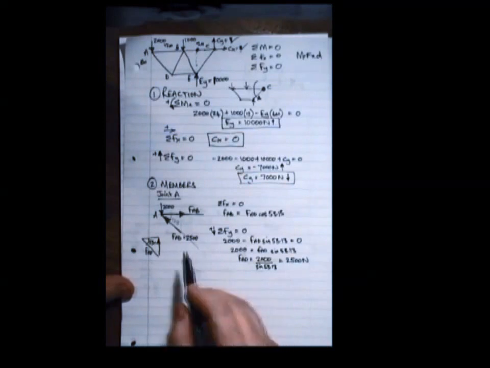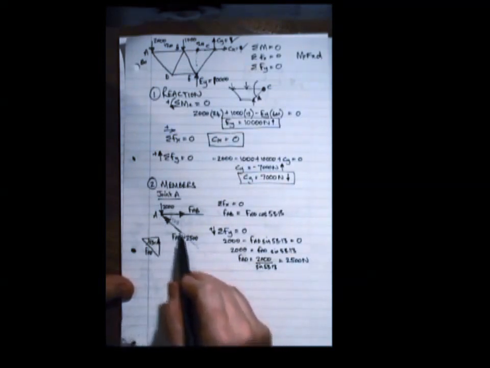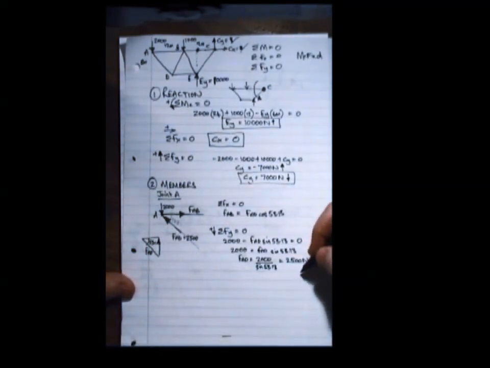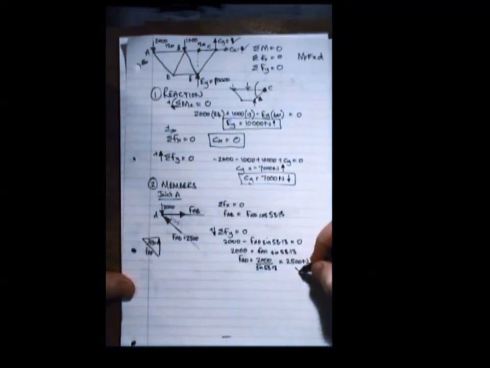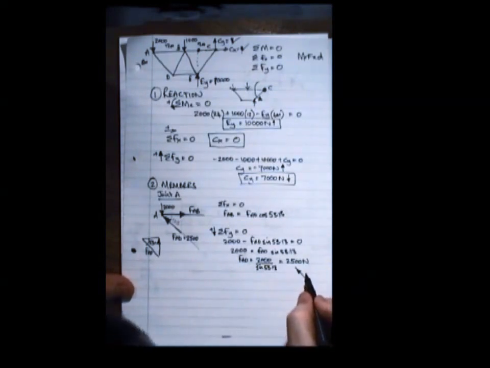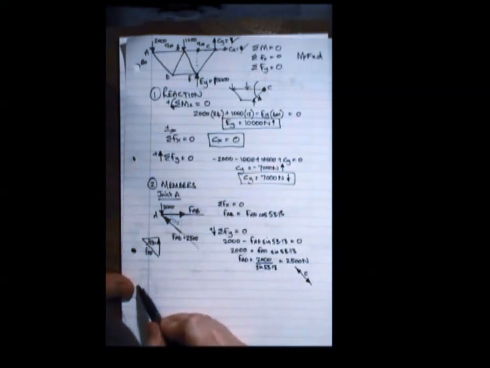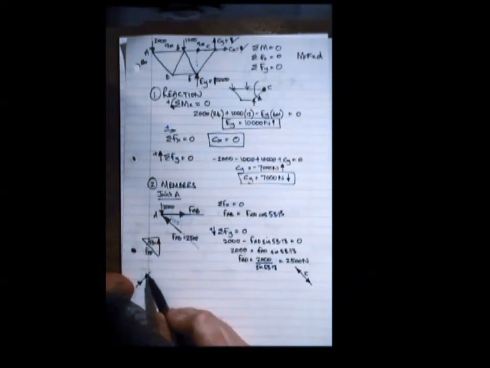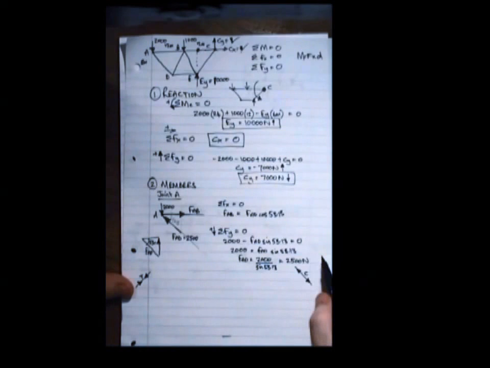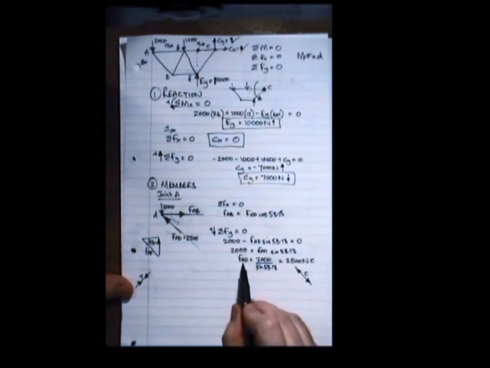And what you'll find out is that when you come to draw your arrows, FAD here, when you have your arrows pointing outwards, they're in compression. And when you have your arrows pointing inwards, you'll find that your members are in tension. So we'll put a C after FAD.